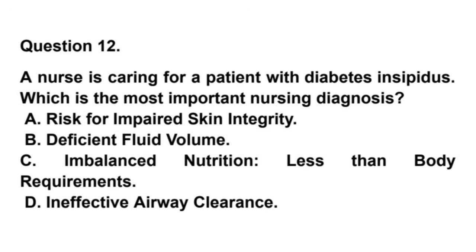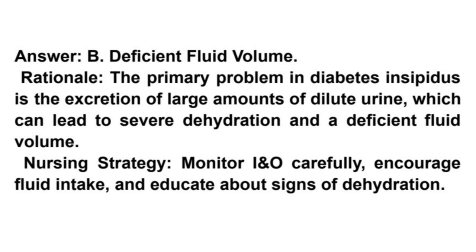Question 12. For a patient with diabetes insipidus, what is the most important nursing diagnosis? A. Risk for impaired skin integrity, B. Deficient volume, C. Imbalanced nutrition less than body requirements, or D. Ineffective airway clearance? Answer B. Deficient volume.